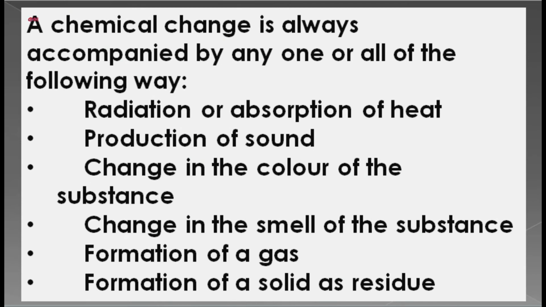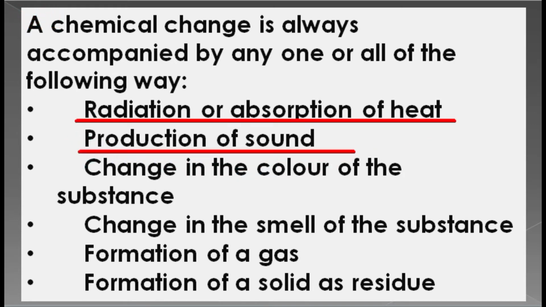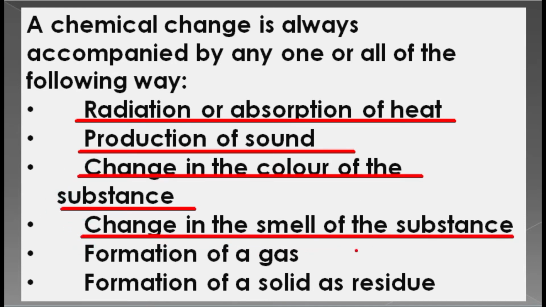Students, whenever a chemical change occurs, then it always goes together with any one or all of the following: radiation or absorption of heat, production of sound, change in the color of the substance, change in the smell of the substance, formation of a gas, and formation of a solid as residue. Now students, let's discuss each elaborately.